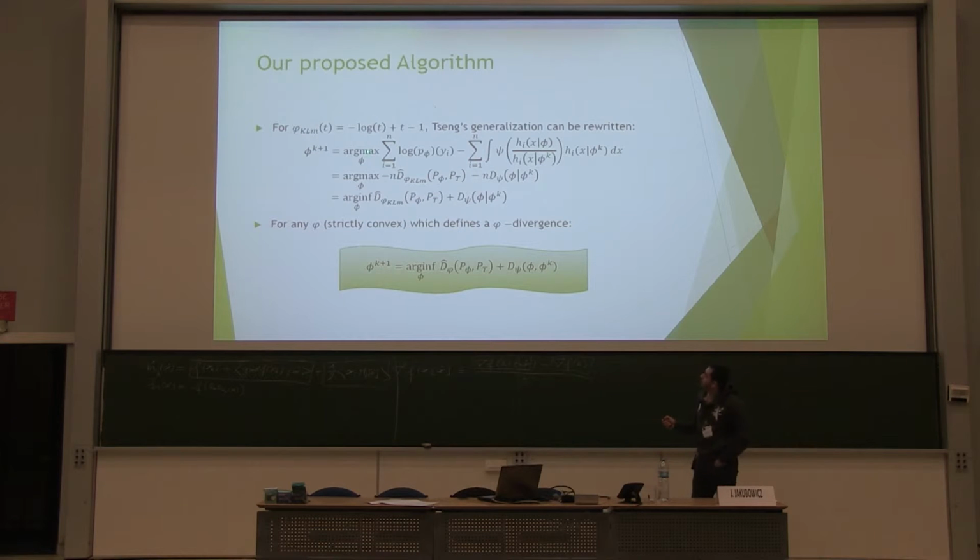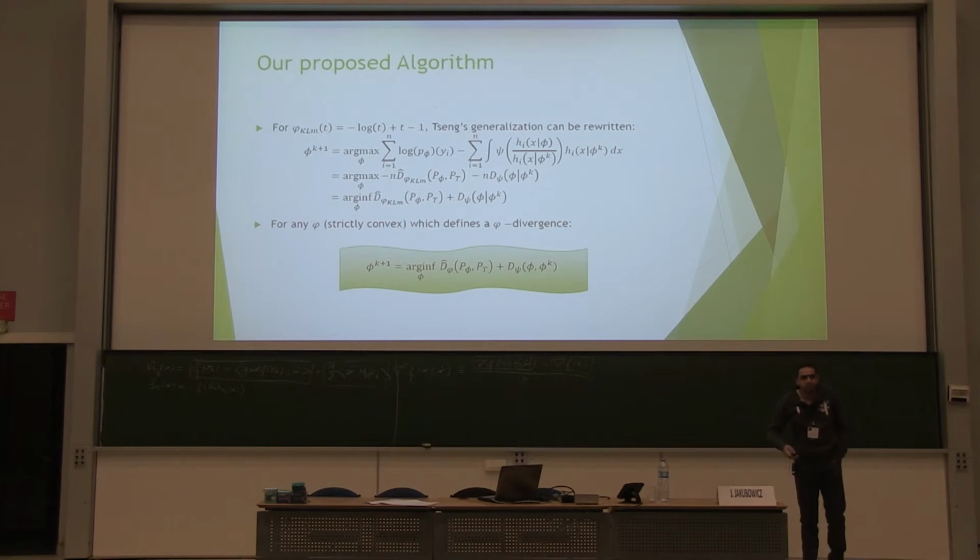So going back to Tseng's generalization, which is written as the difference between two terms, the log likelihood and a distance-like function, I use the link between the maximum likelihood and phi divergences for the function phi KLm, as I noted here, for modified Kullback-Leibler, minus log t plus t minus 1. So this line can simply be written as a difference between two terms. The first is the estimated phi divergence, and the second one is the distance-like function. So we can remove the minus and the n in order to get the final line.